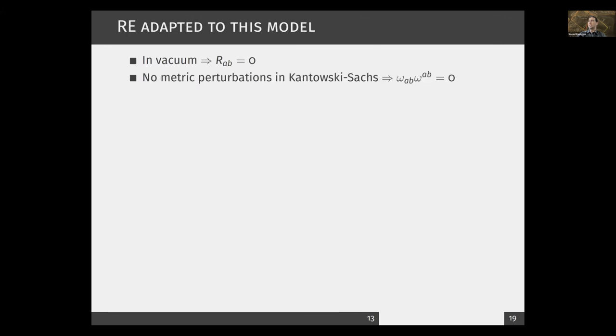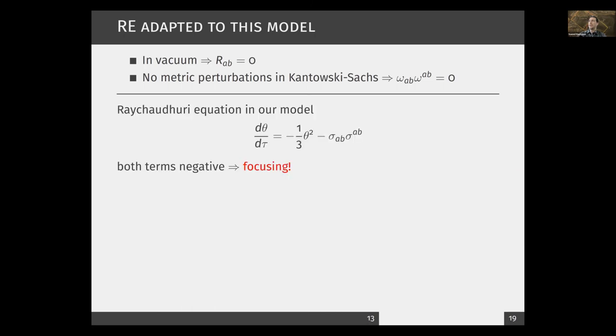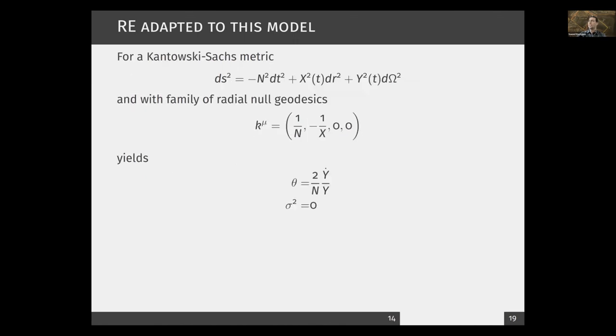And we know that in the Kantowski-Sachs model, if there's no metric perturbation, the vorticity is zero. So our Raychaudhuri equation for the interior of the black hole turns out to be a simpler version, with just two terms on the right-hand side, and these two terms are both negative. So classically, we are doomed to have a singularity, or a caustic point at least.